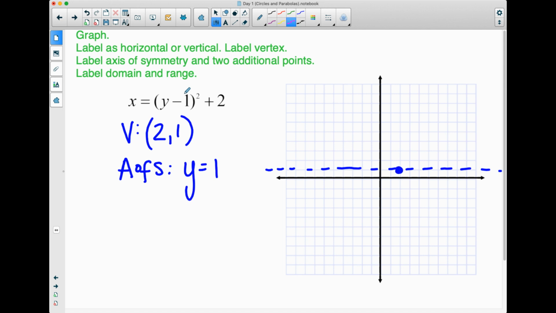I like to plug in 0 because 0 is a whole lot easier to deal with. So I'm plugging in a 0 for y, which makes that negative 1 squared, which is 1. 1 plus 2 gives me 3. So then I plot the point 3, 0. Hop across the axis of symmetry. I have my horizontal parabola. Okay?